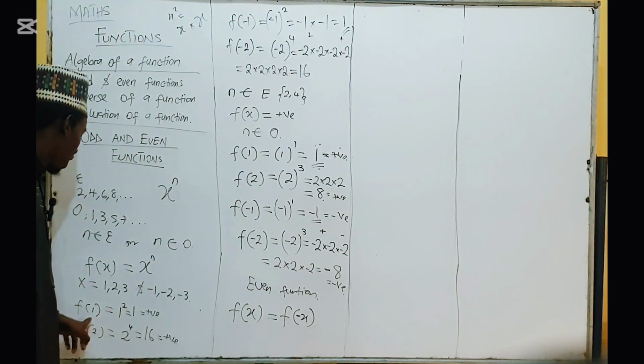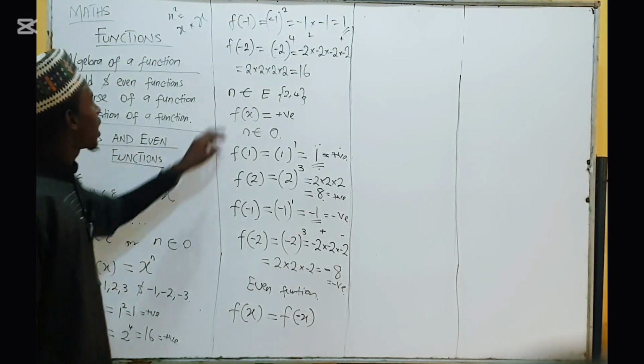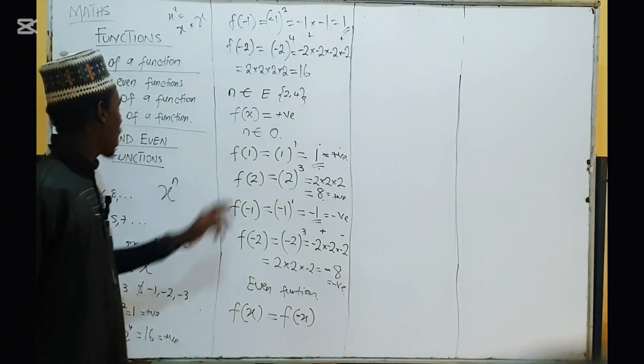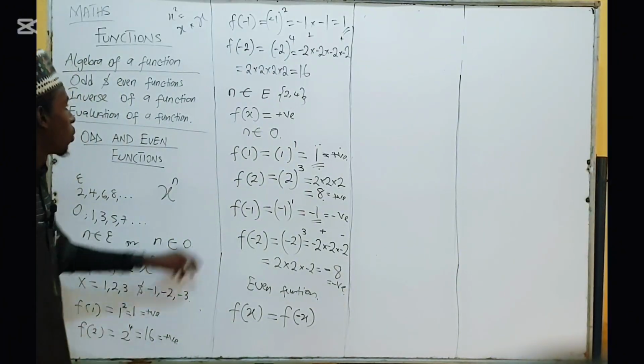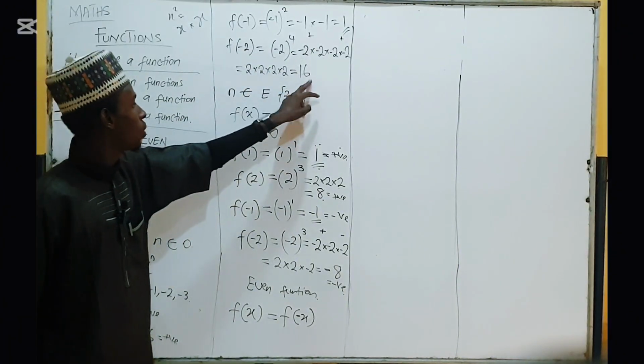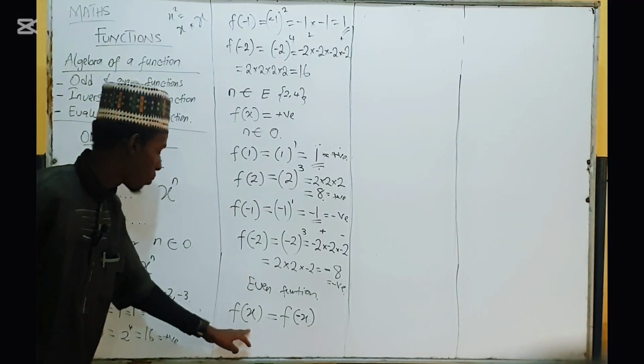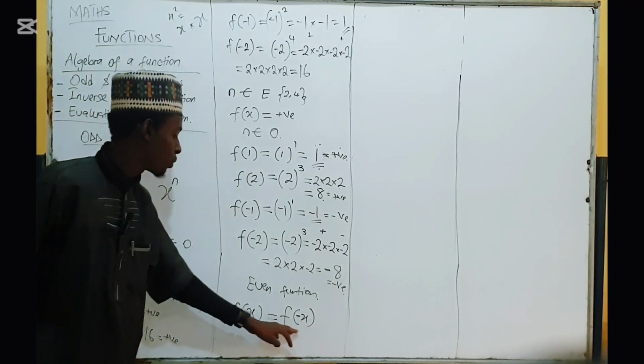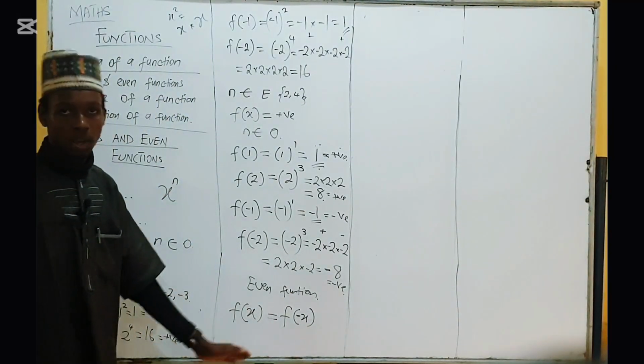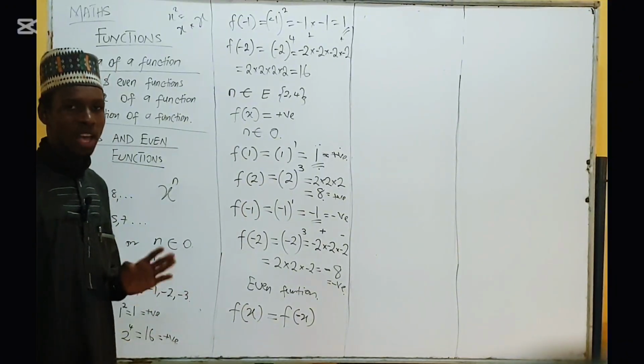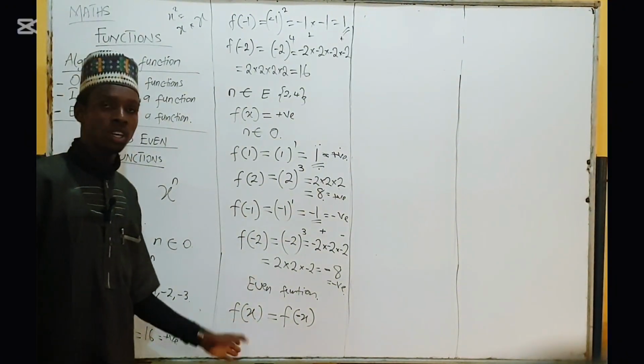Like here, when I put f of 1, it is the same as f of minus 1. When I put f of 2, it is 16. When I put f of minus 2, it is still what? 16. This means f of x is the same as f of minus x. In what? In even functions. I hope we are getting what I'm saying. This is about the even functions.